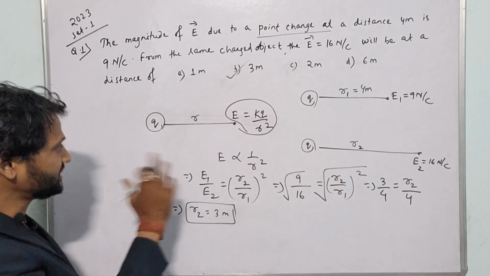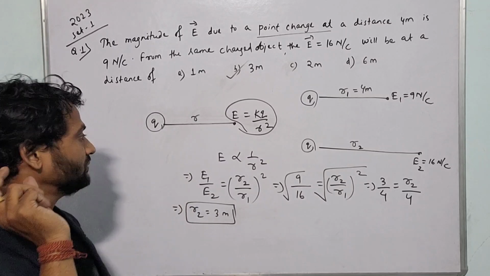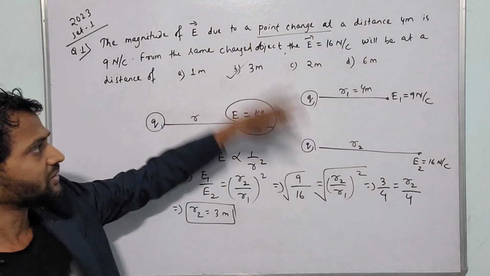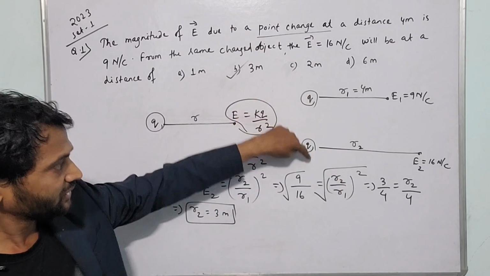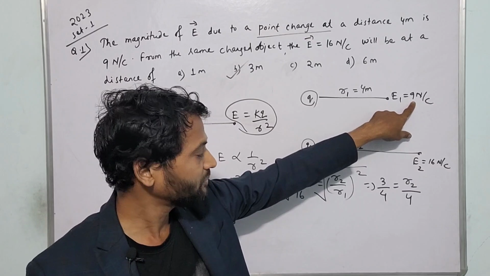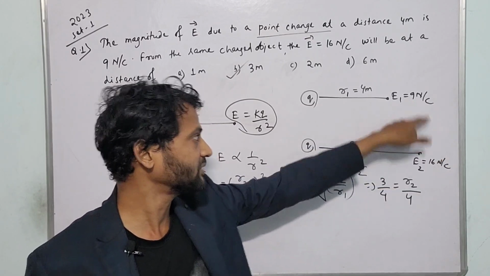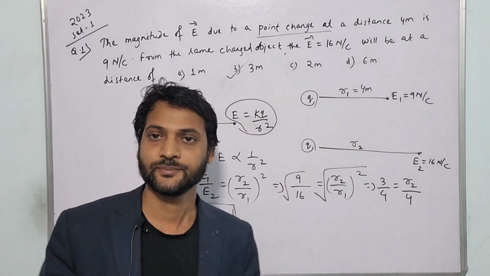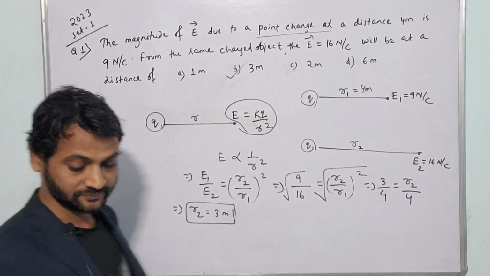Is it clear? It is very simple. You need to remember the electric field due to a point charge is kq by r square. There are two different cases. In the two different cases, the charge will be the same and the electric field is given 9 Newton per coulomb and 16 Newton per coulomb respectively. And one distance is given, you have to find out another distance. I hope it is clear. Okay.